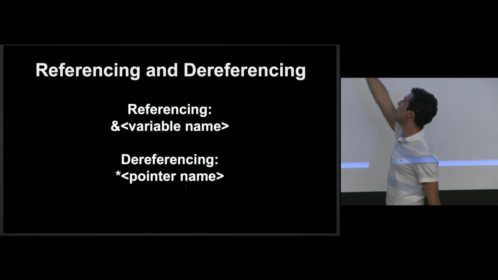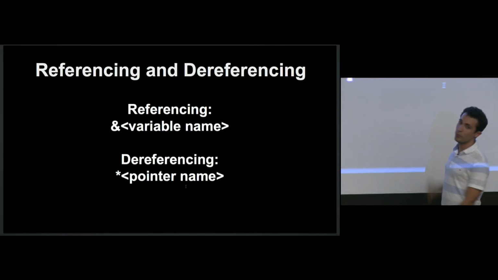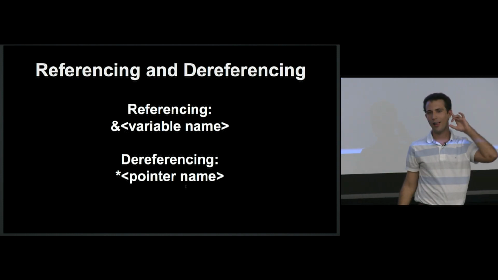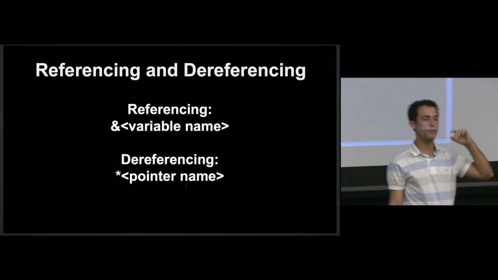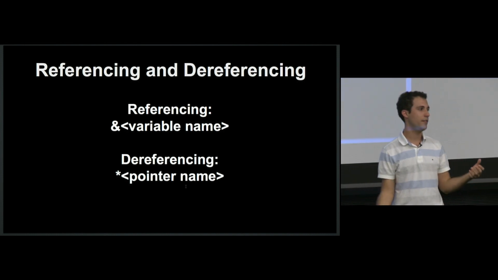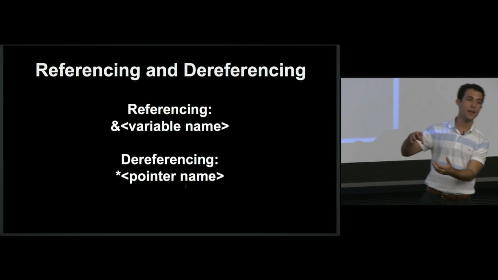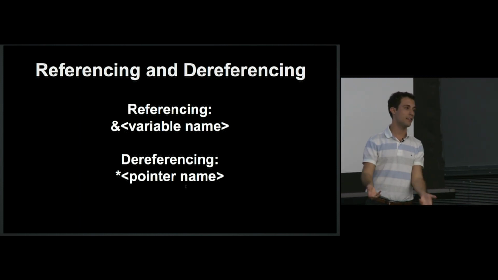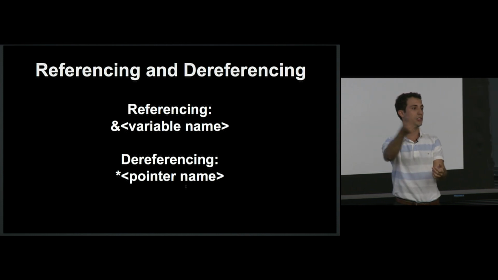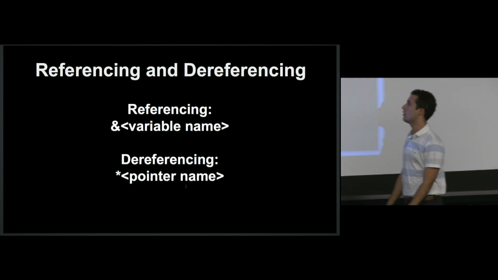Cool. There are 2 different symbols to keep in mind when it comes to pointers: referencing and dereferencing are the big ones. The ampersand of the variable name gives you the address. So if you declare int a equals 5, then ampersand a is going to give you its address. You can actually try to print that and see what address in memory your variable has.